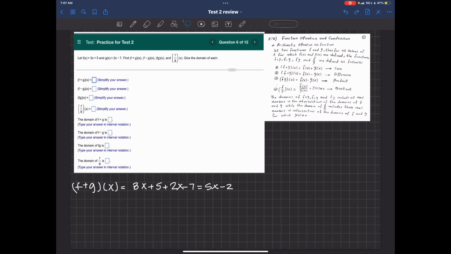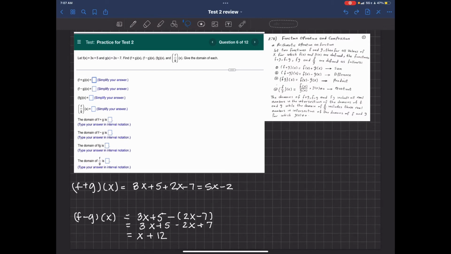So f minus g of x, you want to make sure you put that negative in front of the g because that's going to be distribution. So I write down 3x plus 5, subtraction sign, parentheses, 2x minus 7. And then everything in the parentheses is going to change signs because of that negative. So I get 3x plus 5 minus 2x plus 7. When I combine this, I get x plus 12.